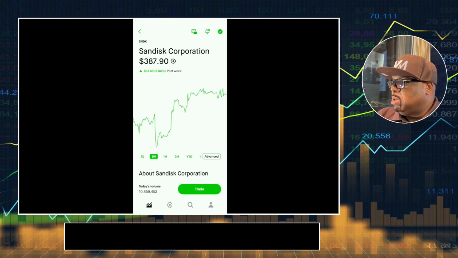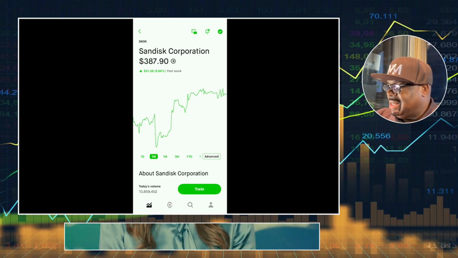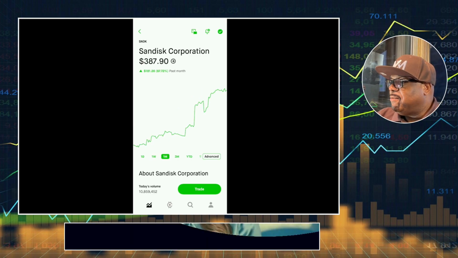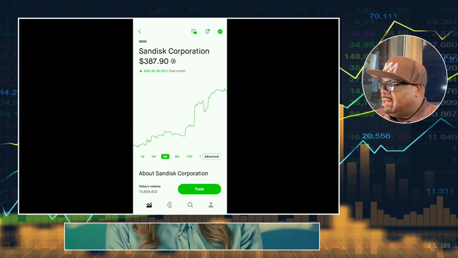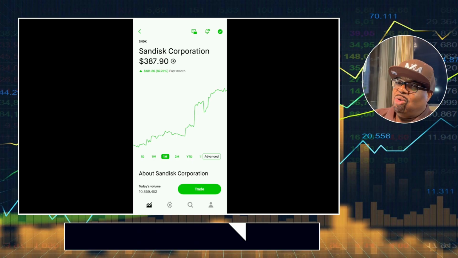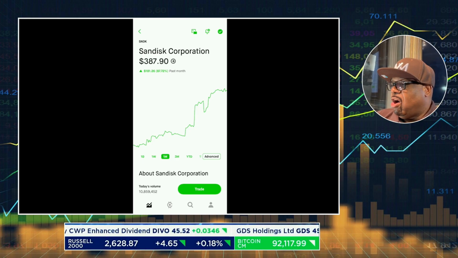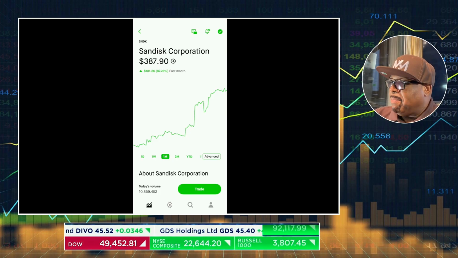If you look at 1 week performance, the past week it went up 8.86%. The past month, in 1 month, this stock went up 87.72%. So wow, that's a lot. That's a lot of gains. I only put 10% on these particular stocks because they are risky. They can drop on you real quick.